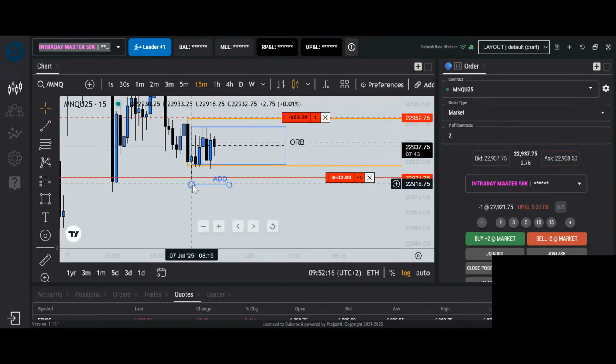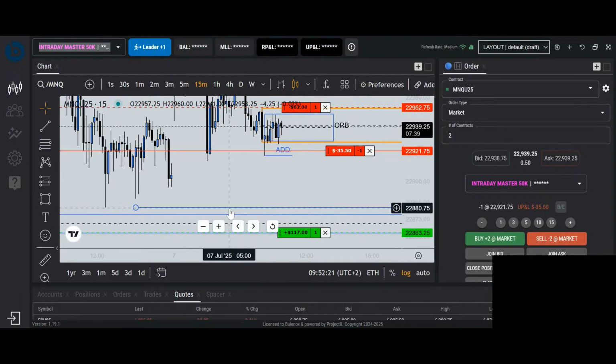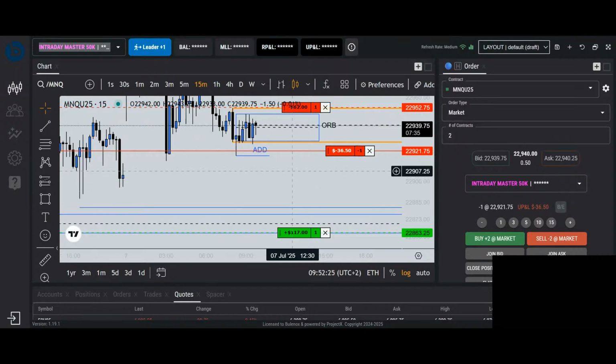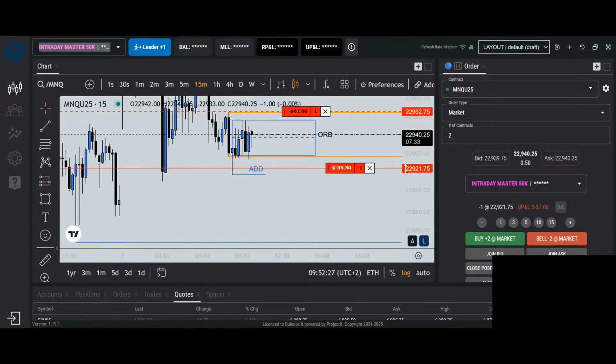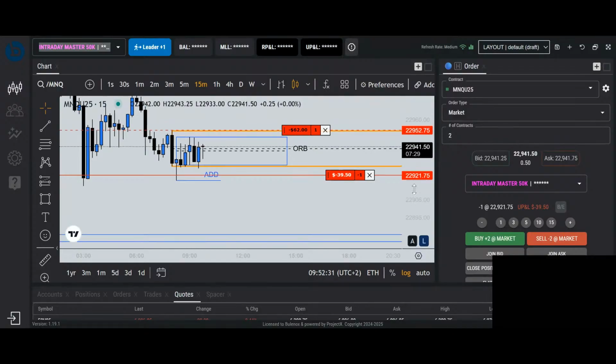If we do close below here, I would add 2 more, and then I'm quite sure that we will hit previous day low. But it's up to the market to decide which side we go.